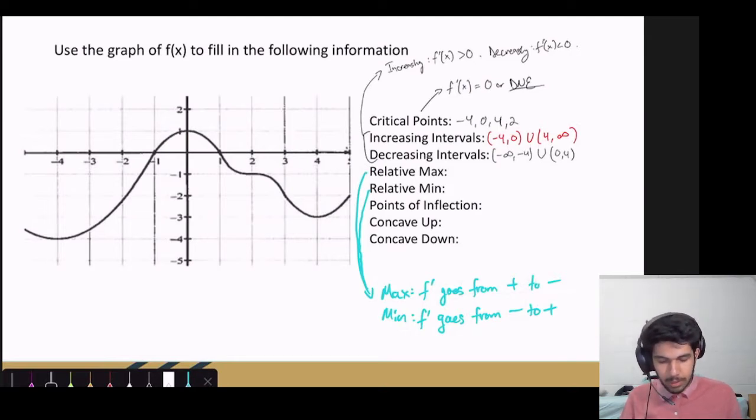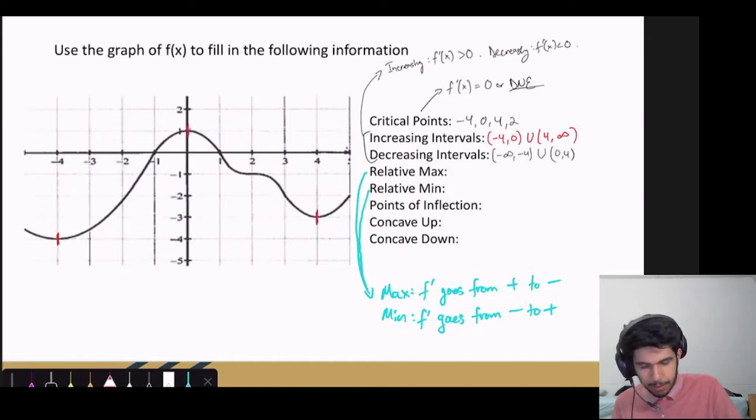Okay, so let's just look at our critical points. We'll start at -4. We're here. To the left of it, f prime is negative. You know what? Let's even partition it out a little bit.